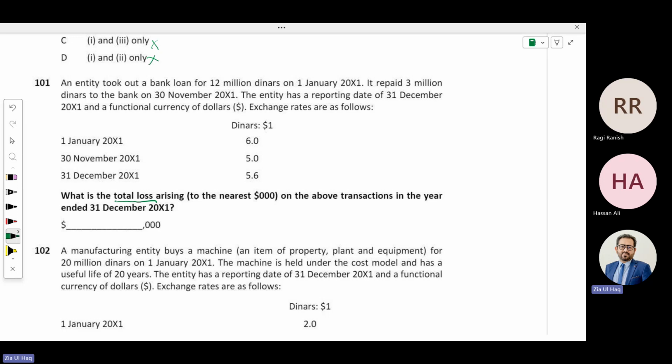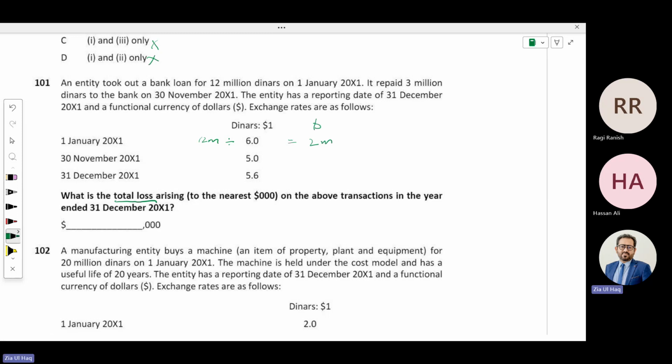So an entity took out a bank loan for 12 million dinar on 1st January 20X1. We need to calculate this into dollars. On 1st January 20X1, the rate was 6 dinar per dollar. And 12 million dinar divided by 6 is equal to $2 million.